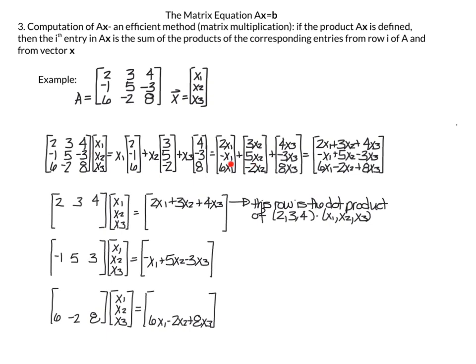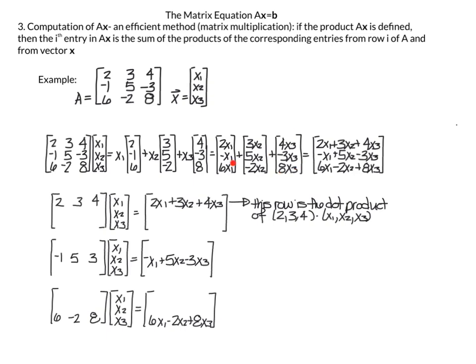this using our linear combination formula from before. This first column is associated with x1, so we're going to multiply our first column times x1. Our second column is multiplied by x2, and our third column is multiplied by x3. So doing our scalar vector multiplication, we get 2x1, minus x1, 6x1 here. We get 3x2, 5x2, and minus 2x2, which is here. And then we have 4x3, minus 3x3 and 8x3, which is here.